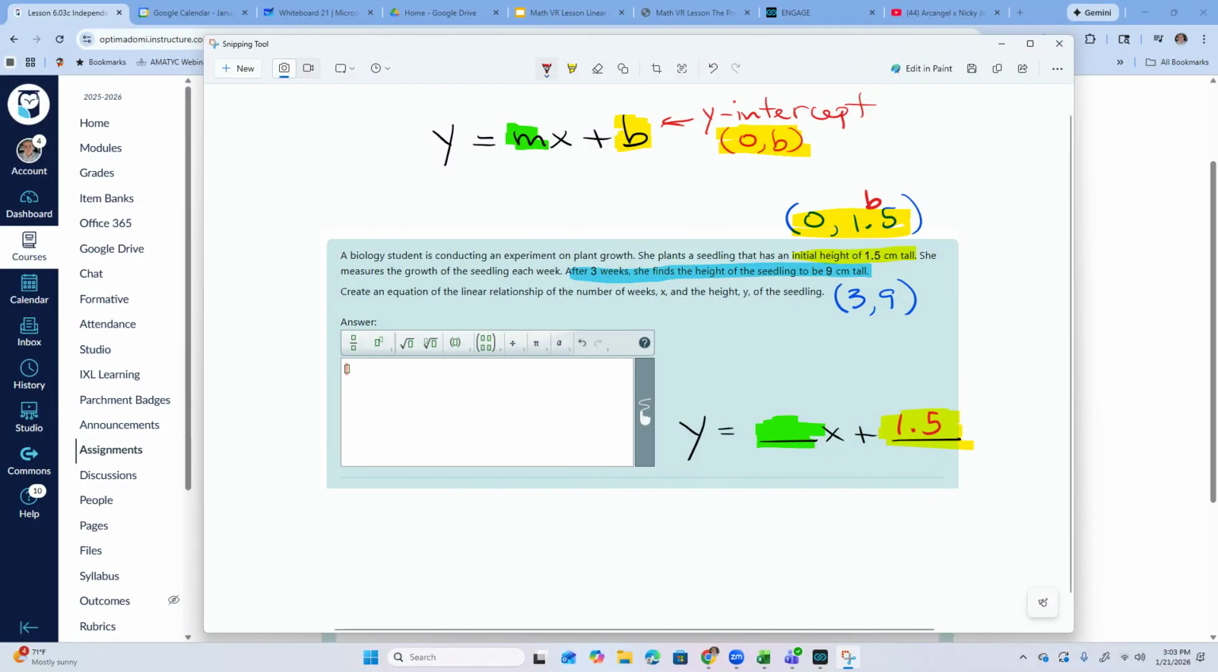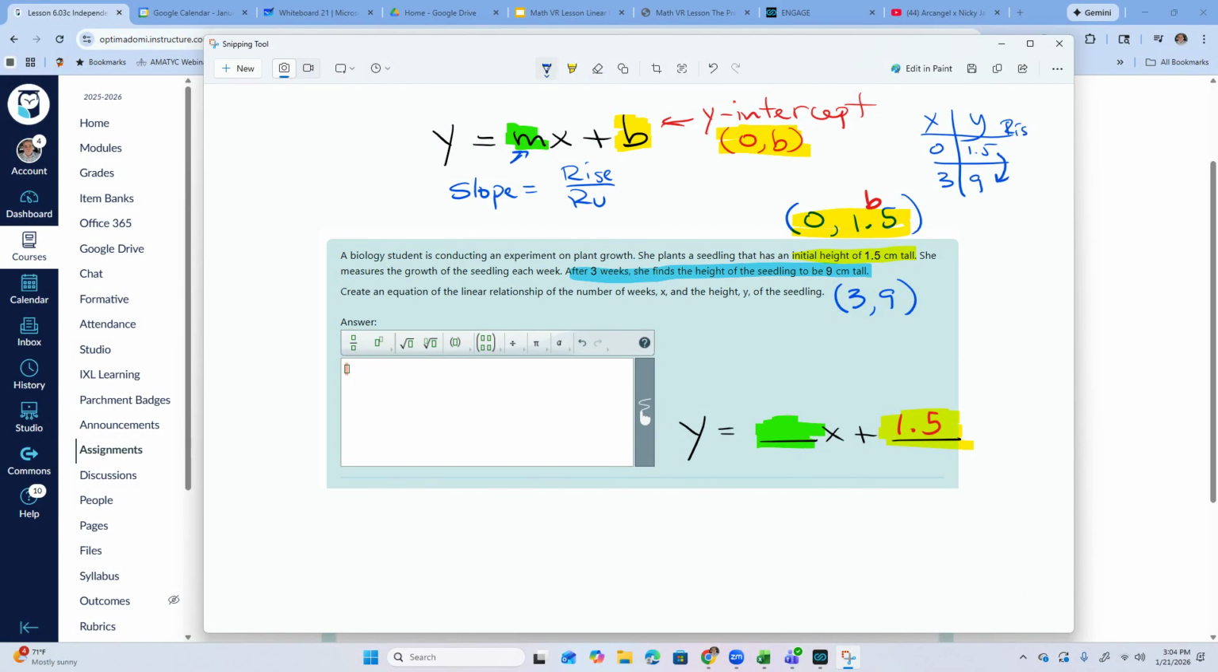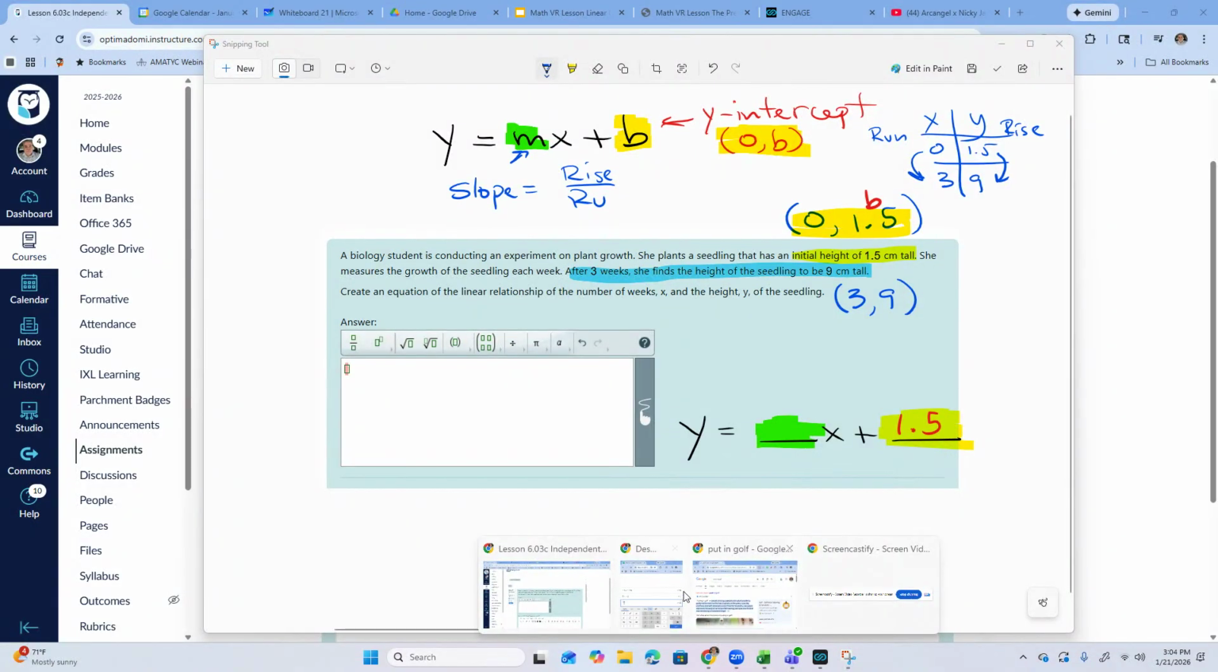And then we're going to find the m, the slope. And to find the slope, that's rise over run. Now, because I had 2 points, I'm going to make a little table. Let me do it here. X and Y. My first point, 0, 1.5. My second point, 3, comma 9. To find the rise, subtract the y's. To find the run, subtract the x's. Use the calculator, guys.